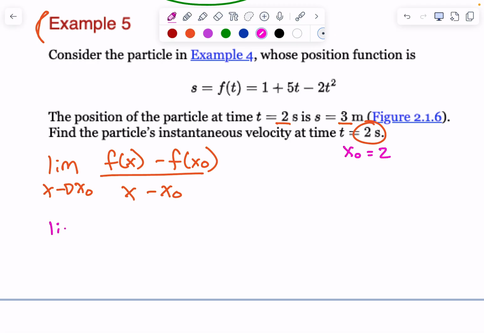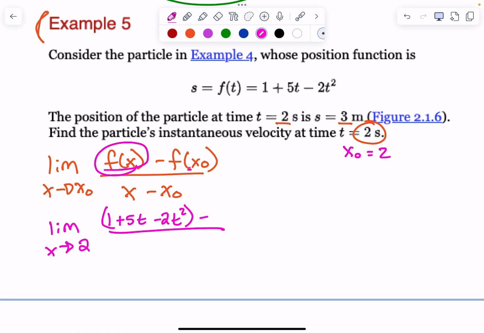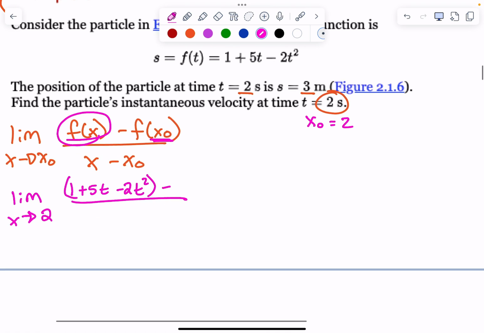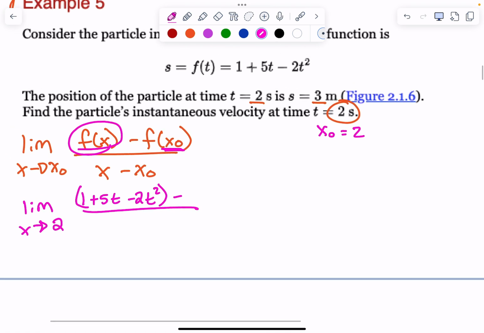So I'm taking the limit as x goes to 2 of, what is f of x? It's 1 plus 5t minus 2t squared. That's what f of x is. What's f of x naught? That's what I get when I plug in 2. We already did that up here.